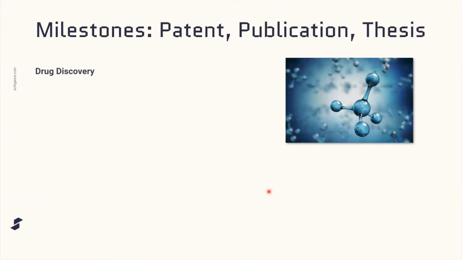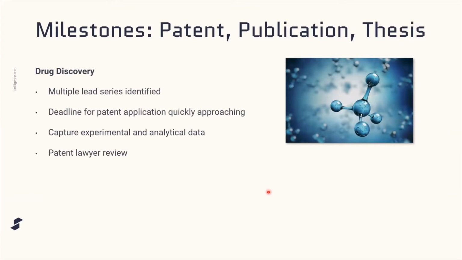So milestones in drug discovery, there are a series of steps usually. So you typically identify lead series, one or more, and then you quickly learn that you have to file patents or patent applications for your molecules to protect them. So in order to file a patent application, you need to capture experimental and analytical data, collate it, edit it, and put it together, and you then have to send it off to your lawyers for review.